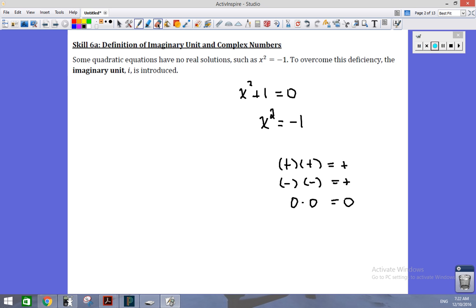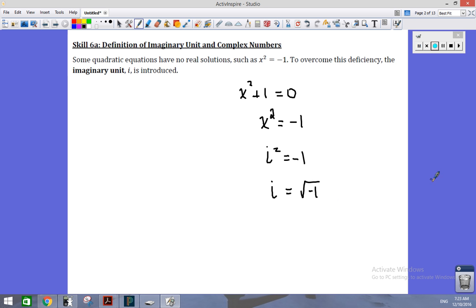So what they came up with is said, well, we're going to define a number that we refer to as an imaginary unit that has this property that i squared is equal to negative 1. And some textbooks will define the imaginary unit to have this property that i squared is equal to negative 1, and others will say that i is equal to the square root of negative 1.